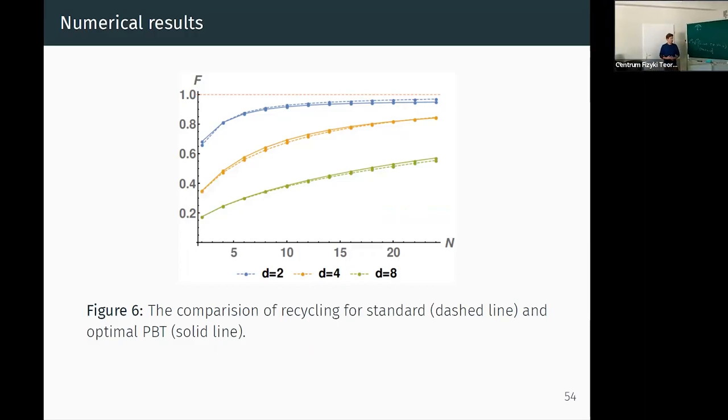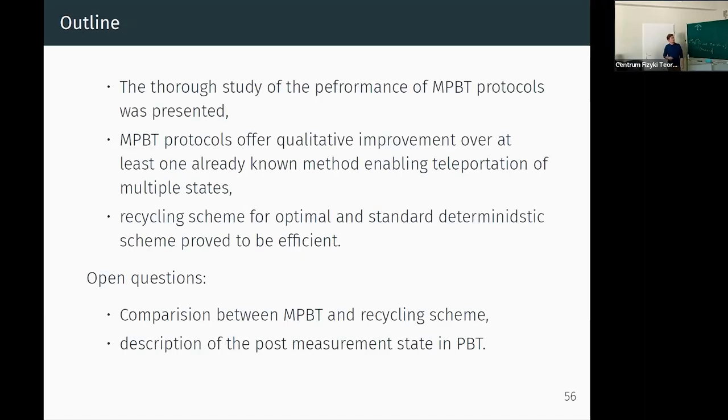Okay, sorry for taking too much time, but in a nutshell, that's what I wanted to show in terms of the possibilities of MPPT protocols to teleport multiple quantum states. The open question is the comparison between the MPPT scheme and the recycling scheme, because, as I have already mentioned, the recycling is assessed with respect to a different measure, the fidelity between the resource state and the idealized state, and not in terms of entanglement fidelity.